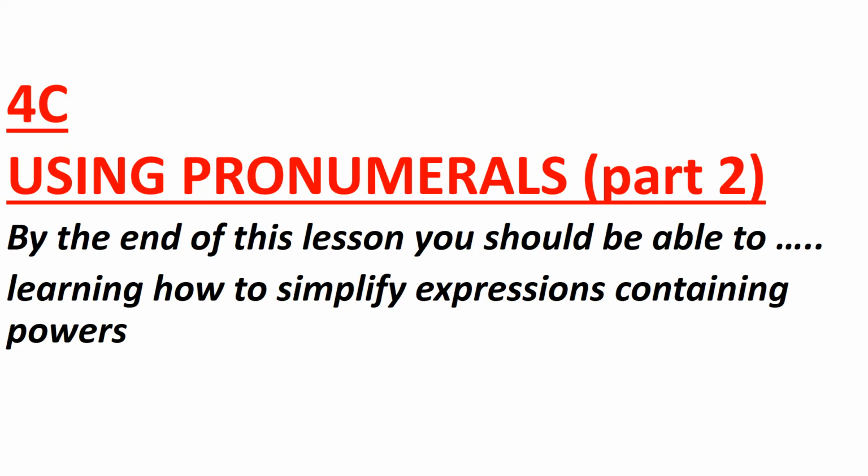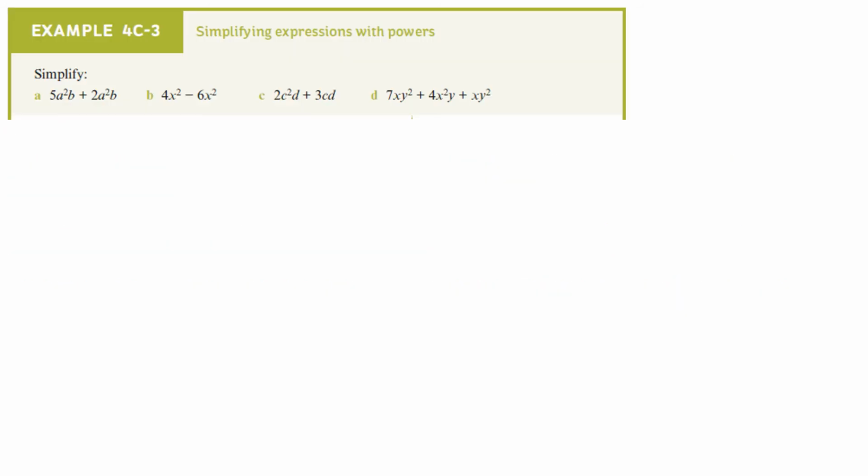Right, this is part 2 to the exercise, where we're going to now involve powers. So if we look at simplifying expressions with powers, looks like there's quite a lot happening here, but we're going to use the same process as we did in the previous slides. So let's have a look at question A. I have a 5a squared b plus a 2a squared b. These letters are identical in appearance, so they are like terms.